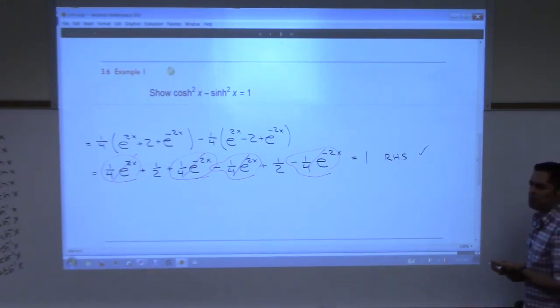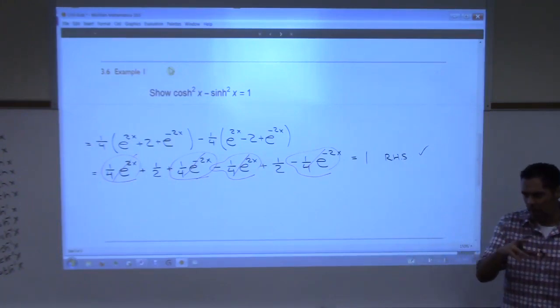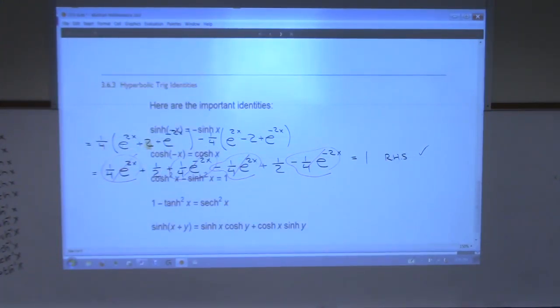The point of this problem was just to get you familiar with working with the e's like that, and how when they multiply you have to pay attention to the exponents and how they combine. Any questions? All right. Moving along.